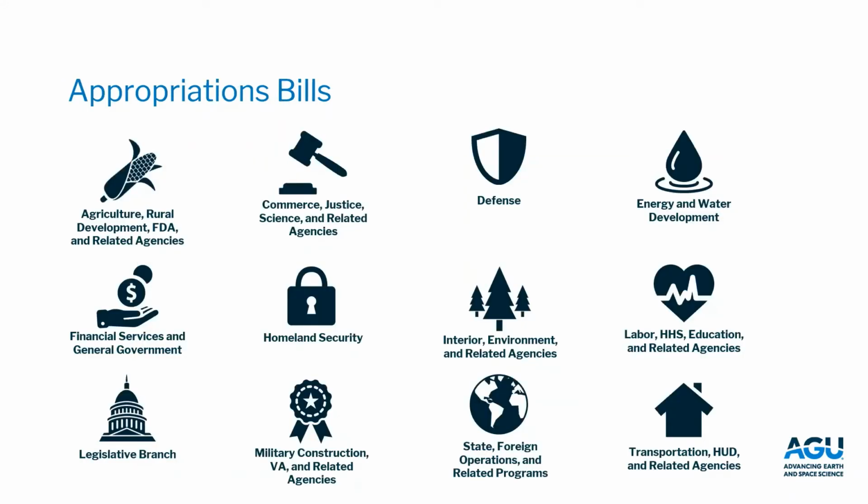The budget process focuses on 12 appropriations bills for discretionary spending. Each bill designates the budget for particular federal agencies and programs. For example, the budgets for NASA, NOAA, and the National Science Foundation are found within the Commerce, Justice, Science, and Related Agencies bill.